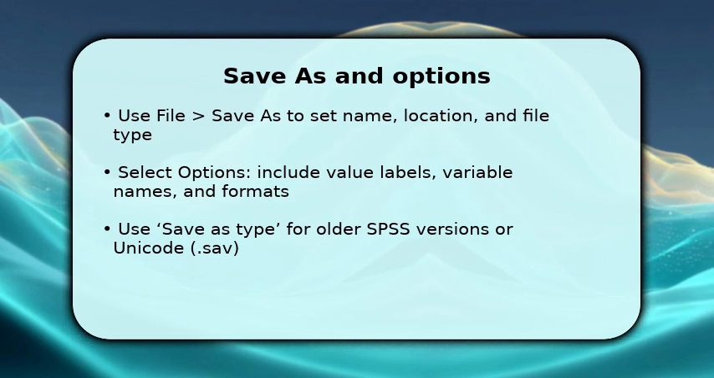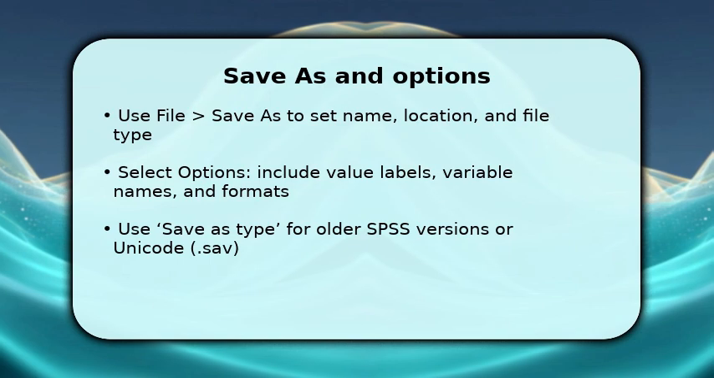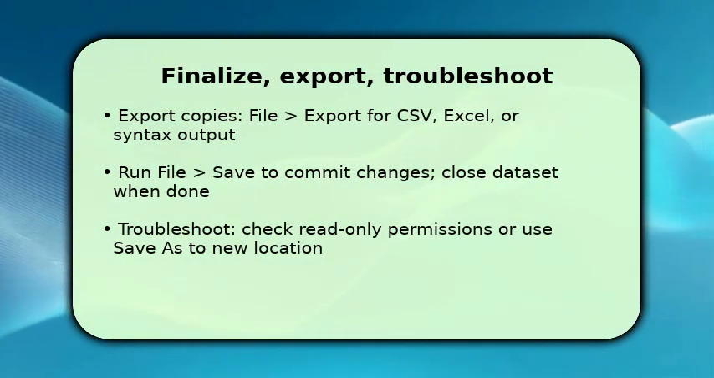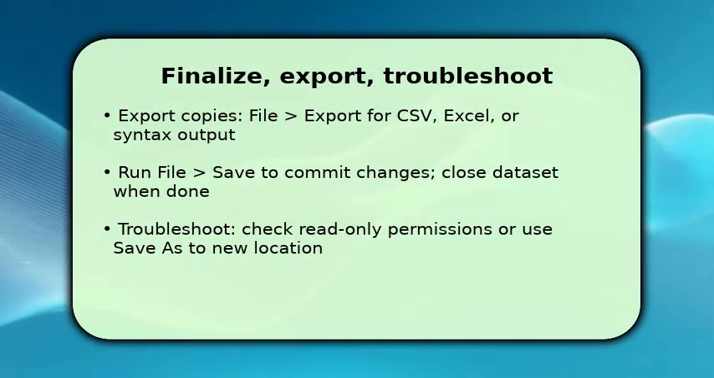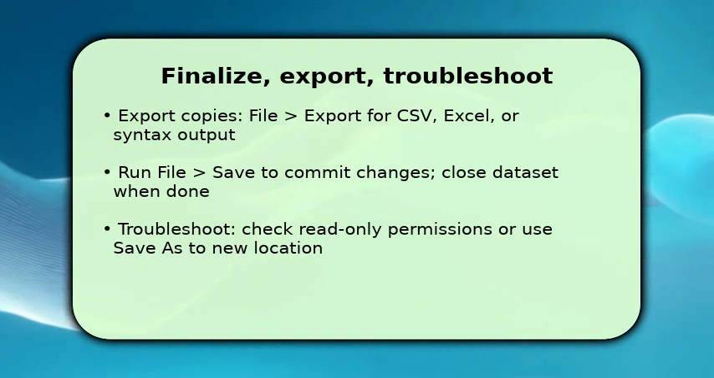Make sure to increment the file name for major changes, so you maintain a clear history. Finish by exporting any alternate formats you need. File Export to create CSV or Excel versions for collaborators, and save syntax if you want reproducible steps. Then run File Save to commit final edits and close the dataset when finished.